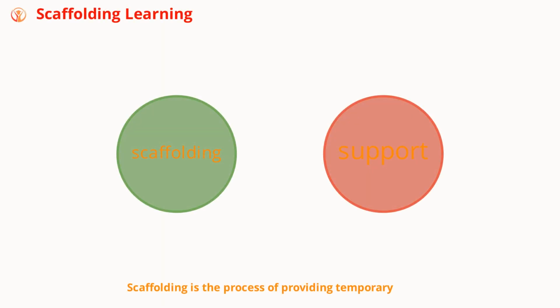Scaffolding is the process of providing temporary support to learners as they acquire new skills. In this lesson, scaffolding includes reviewing known language, providing examples, and offering guided practice. As learners gain confidence, the support is gradually removed, allowing them to use the new structure independently.